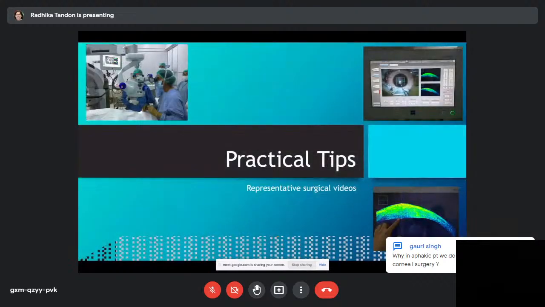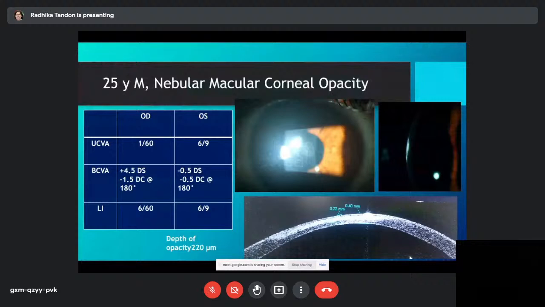Now, just to give you some practical tips, this is an example of a 25-year-old patient who had a nebular macular corneal opacity, which was unilateral. The uncorrected visual acuity was 1/60. So such a patient, one would normally like a contact lens trial. And often with a rigid contact lens, they can get very good vision. However, depending upon the occupation, the hygiene, the affordability of the patient, it may not always be the best approach. So in this particular patient, he was not a good candidate.